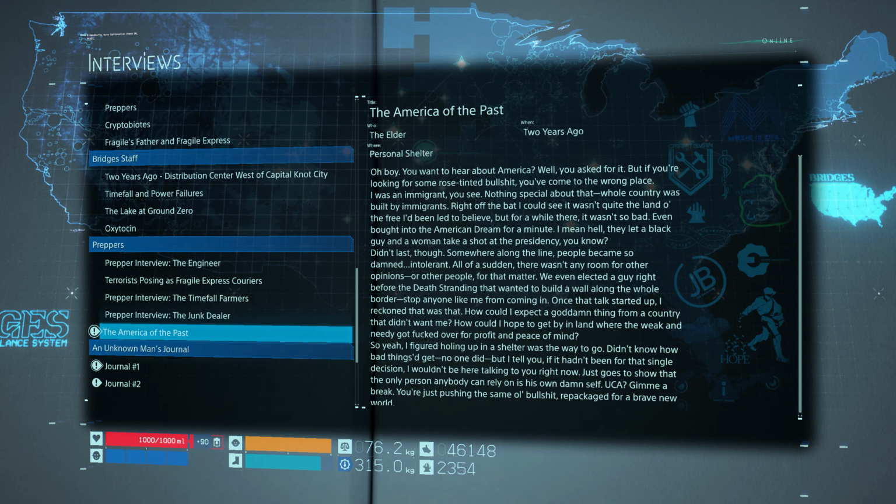The Elder, America of the past, 2 years ago at his personal shelter. Oh boy, you want to hear about America? Well, you asked for it. But if you're looking for some rose-tinted bullshit, you've come to the wrong place.